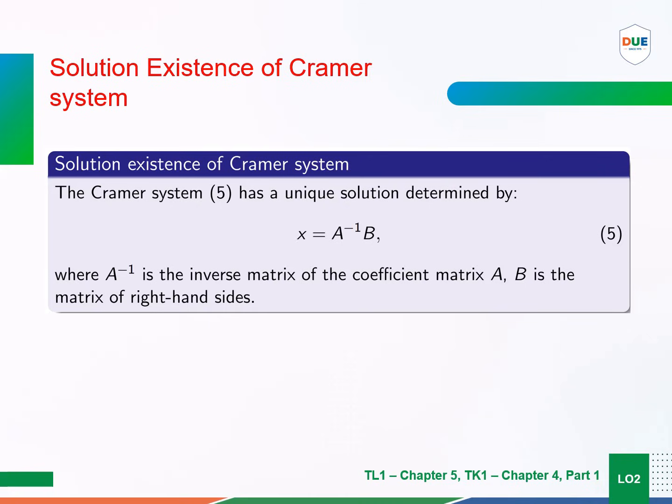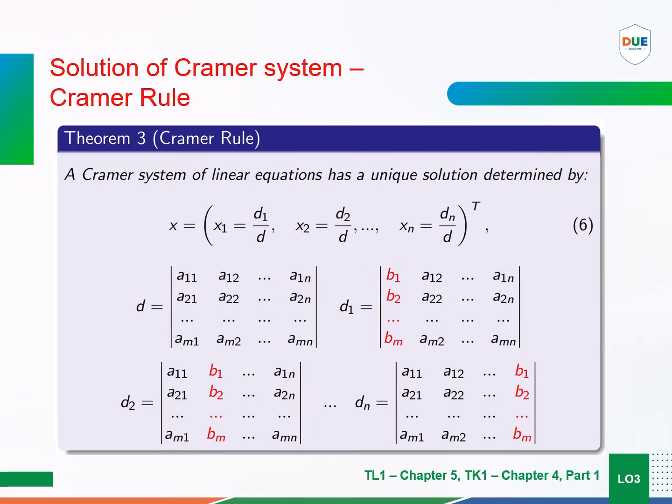So, to find the unique solution, we first compute the inverse matrix A^-1, and then multiply it by the right-hand side vector B. This is another direct method for solving a Cramer system. We now move from checking the existence of solutions to one method for actually finding the solution.